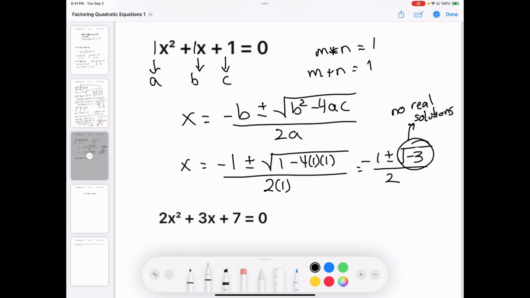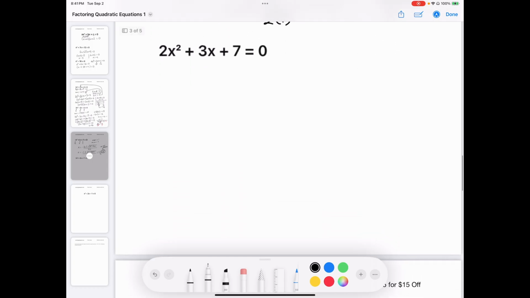Okay, so in terms of the SAT, I don't believe you're going to encounter imaginary numbers, right? But the quadratic formula was able to discover this. So it's very handy.